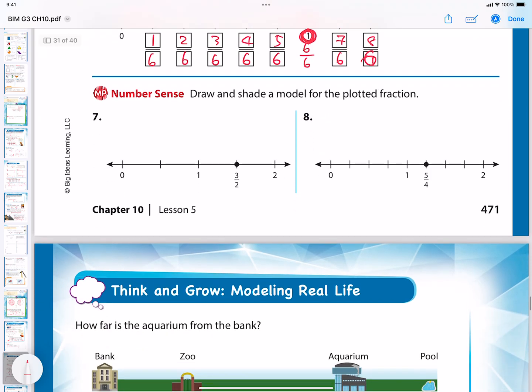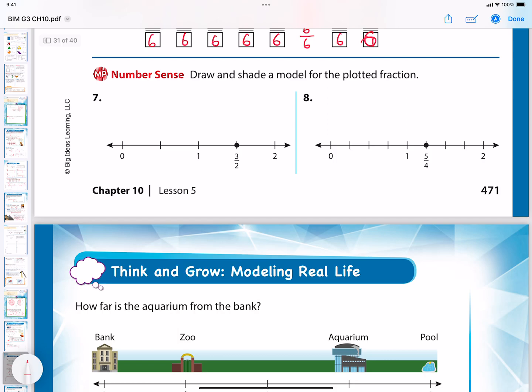Number 6, draw and shade a model for the plotted fraction. All right, here, one whole, right? And I said, always find out where is one whole and how many pieces are there in total. This is 1 over 2, 1 over 2. It is split into 2 equal pieces, okay?